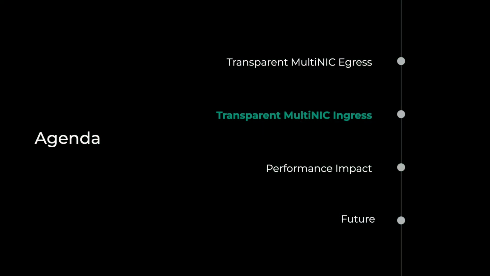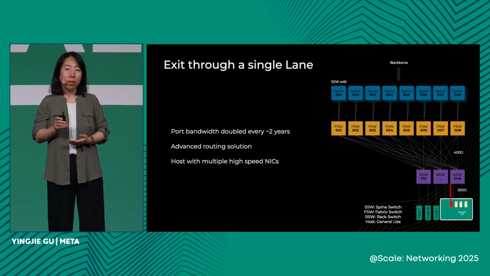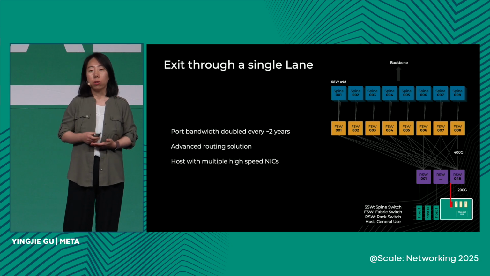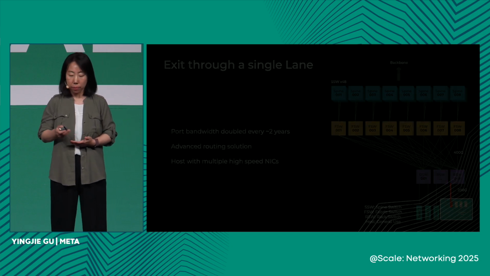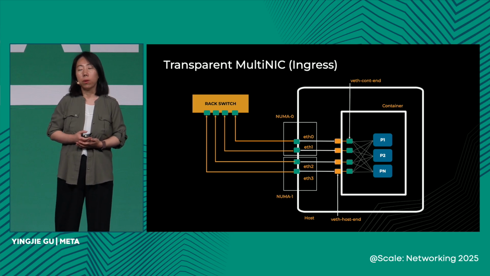So let's look at how we can improve the ingress traffic performance. Our network has come a long way. The hardware has been getting faster and faster. Pod bandwidth doubled almost every 2 years. The advanced routing solutions reduce latency and packet loss. The hosts are equipped with multiple high-speed NICs. But on the very last hop, we're still going through one single NIC. How do we turn this single trail into multiple lanes?